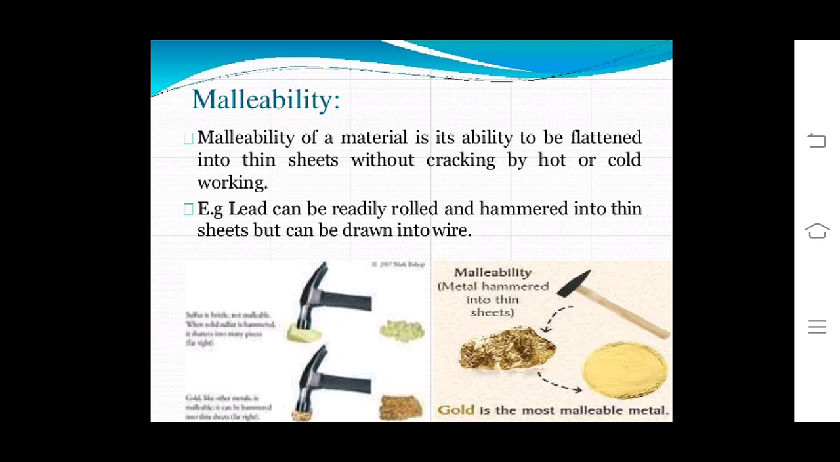Malleability. Malleability of a material is its ability to be flattened into thin sheets without cracking by hot or cold working. For example, lead can be readily rolled and hammered into thin sheets but cannot be drawn like iron. After application of certain hammering or impact loads, the metal or steel undergoes flattening of its body. That property is called malleability.